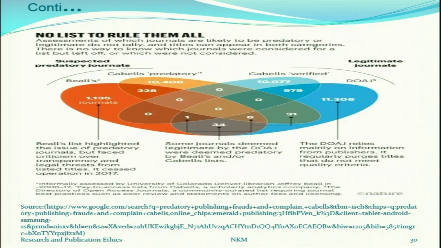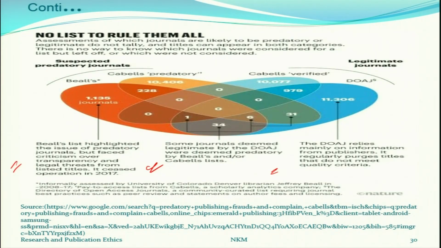So we have to understand, some journals deemed legitimate by the Directory of Open Access Journals were deemed predatory by Beall's and Cabell's lists. So you know, the DOAJ, the Directory of Open Access Journals, and the Beall's list and the Cabell's list, we have three resources to understand predatory journals. Again, the Directory of Open Access Journals relies mainly on information from publishers. It regularly removes titles that do not meet quality criteria.